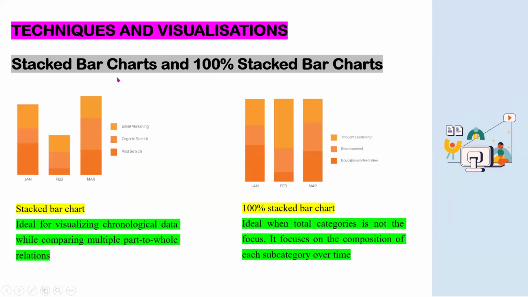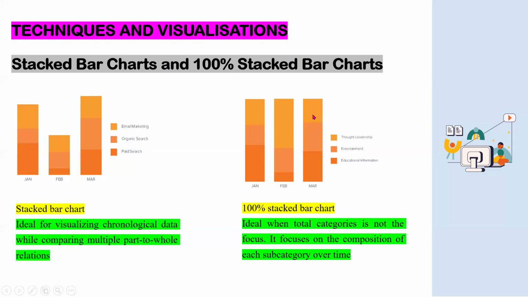All right. Then the stack bar and the 100% stack bar chart. When is it ideal to use this one or this? This one is more like fractions, and this is more like we are looking at different categories. It's ideal when total categories is not the focus. It focuses on the composition of each subcategory over time.